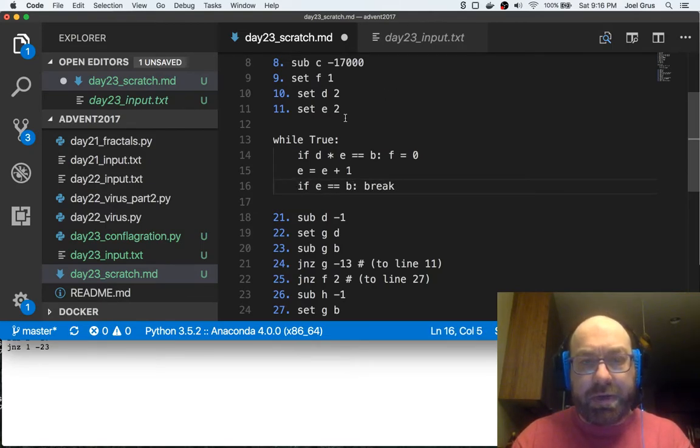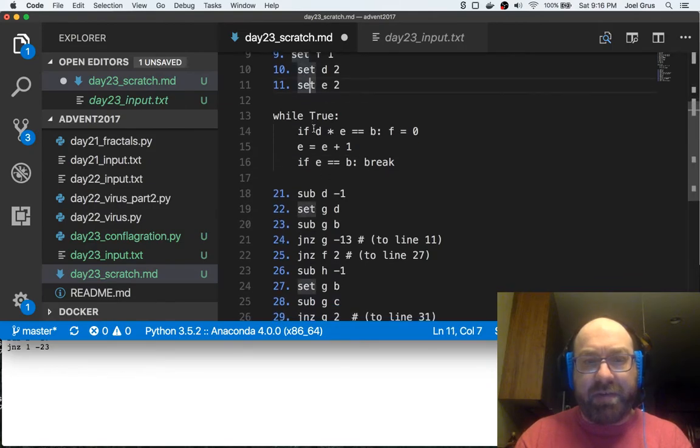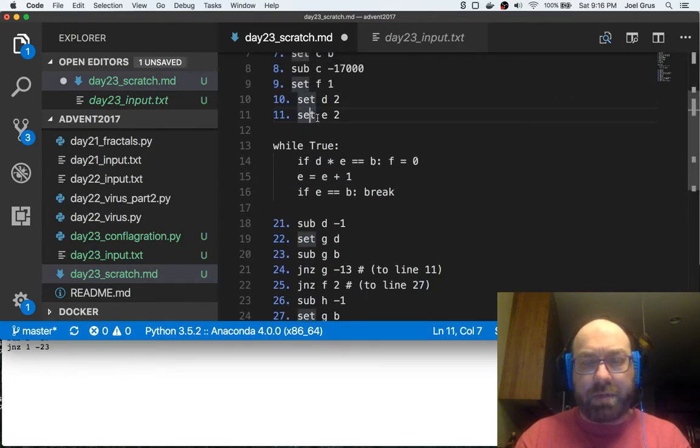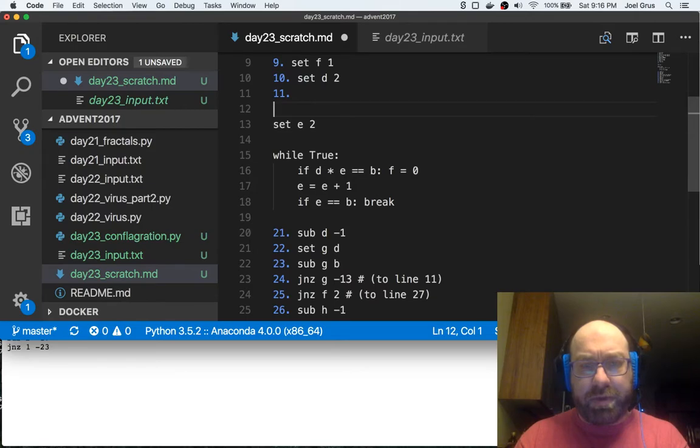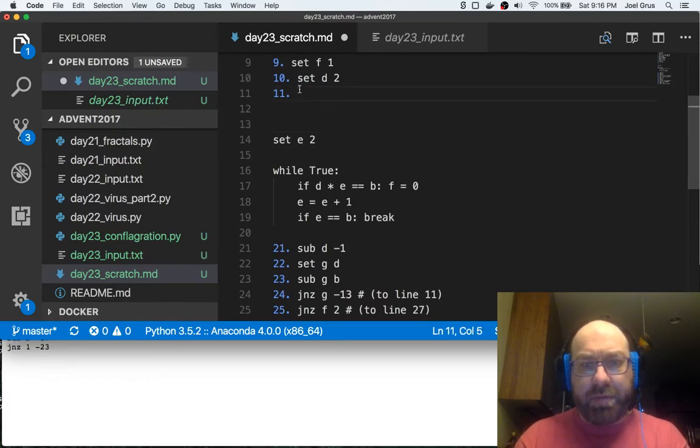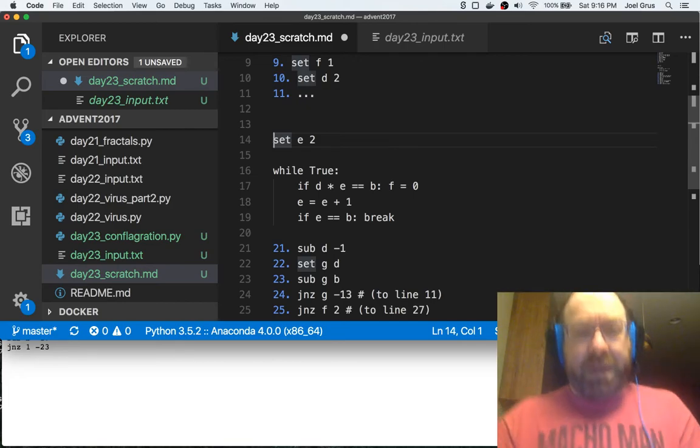Okay, and so now, at 11 we say set E equal to 2, right? So what this really means is, let me put this down a little bit, and because I want to jump to 11, I'm going to leave a dot there.